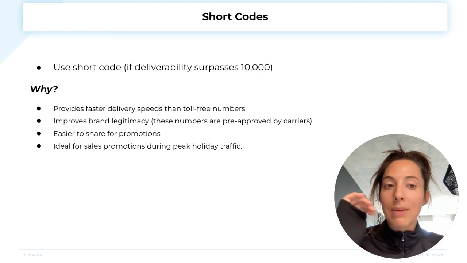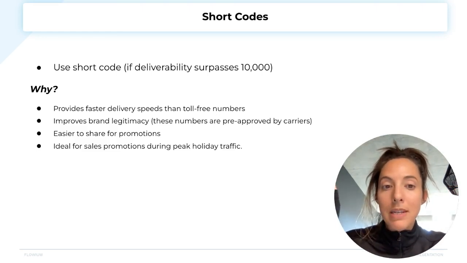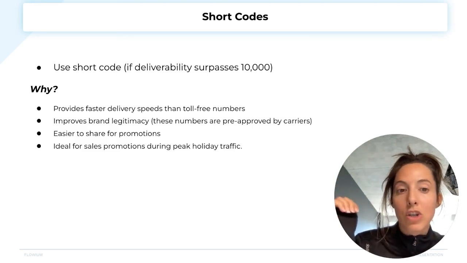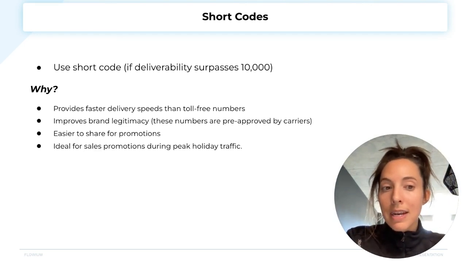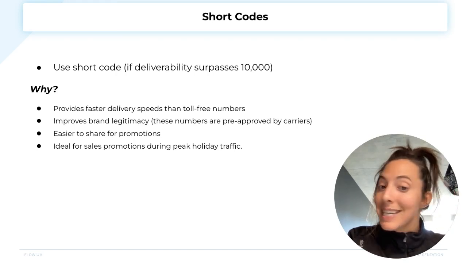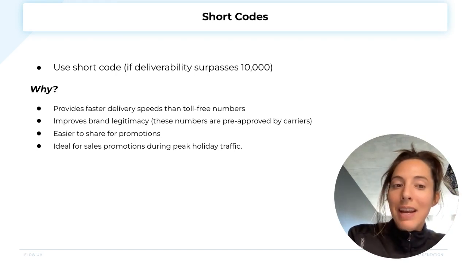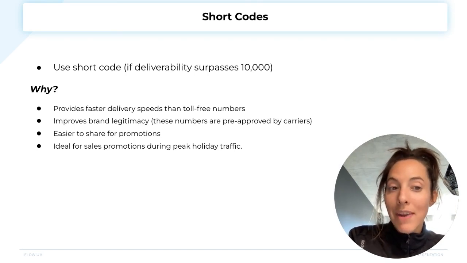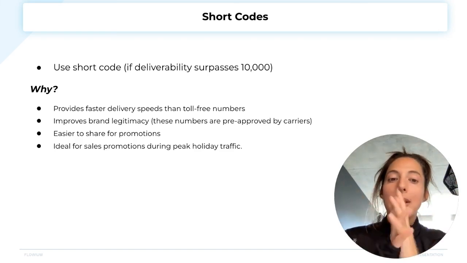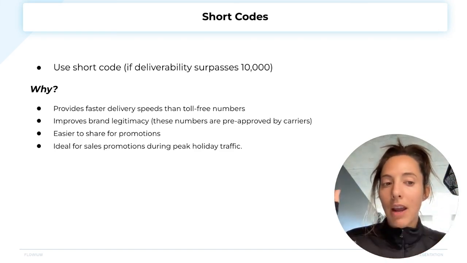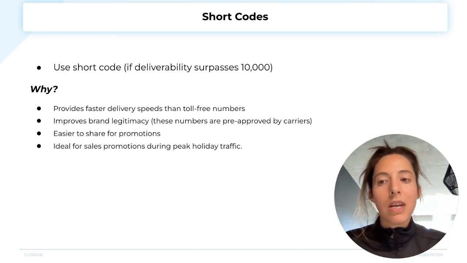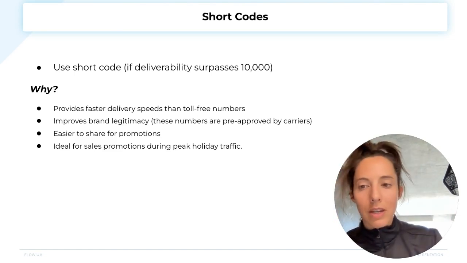The use of short codes for SMS messages is highly recommended for businesses with growing SMS programs because it provides faster delivery speeds than toll-free numbers, improves brand legitimacy, and is easier to share for promotions. Short codes are also ideal for our favorite time, sales promotions during peak holiday traffic. So think Black Friday, Cyber Monday. To request a short code, businesses can go to their Klaviyo account and find it in the SMS settings. So essentially faster speeds, brand legitimacy, easier to share for promotions, and ideal for sales and promotions.